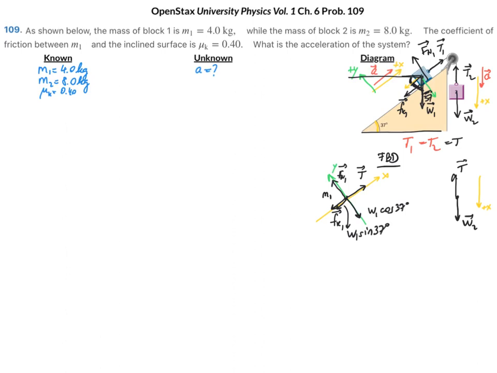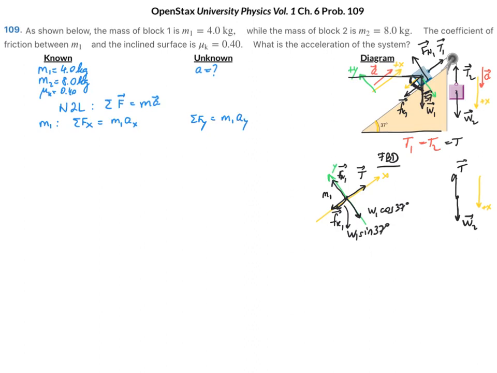All right. So now that I have my forces broken up into components, I can write Newton's second law. So I know that Newton's second law says that the sum of the forces on an object is equal to the mass of the object times its acceleration. Now for mass 1, I will have the sum of the forces in the x direction is equal to m1 times ax. And similarly, I'll have the sum of the forces in the y direction is equal to m1 ay.